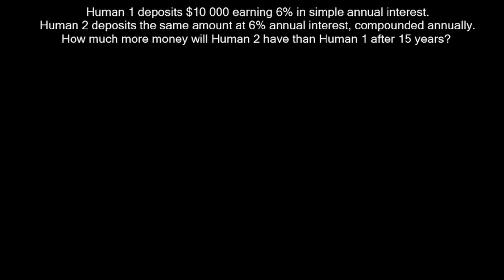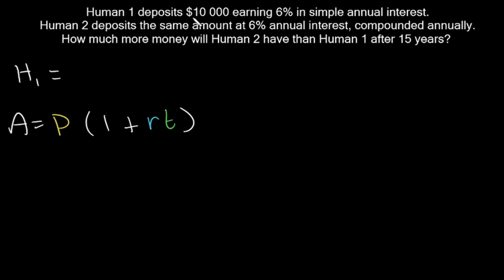Human 1 deposits $10,000, earning 6% in simple annual interest. Human 2 deposits the same amount at 6% annual interest compounded annually. How much more money will Human 2 have than Human 1 after 15 years? So let's start with how much money Human 1 will have. So for simple interest, we know the total amount, which is what we're looking for, is going to be P times 1 plus r times t.